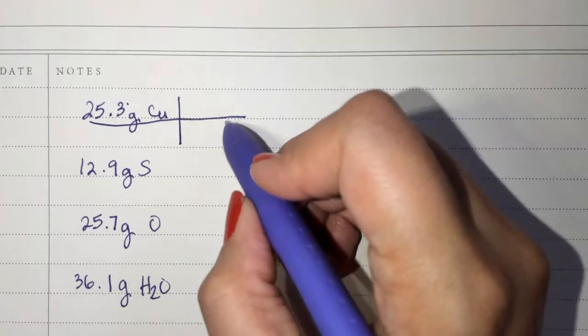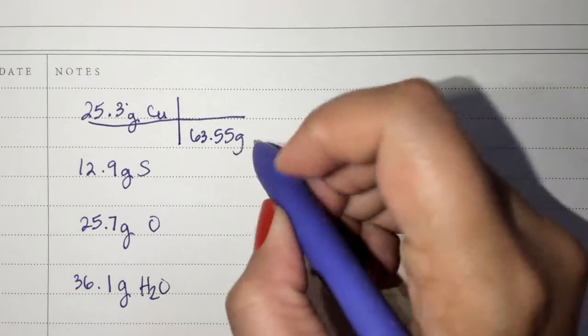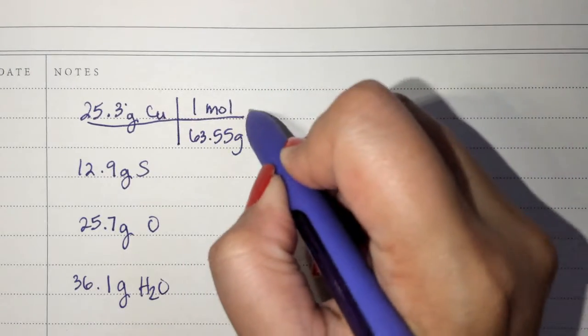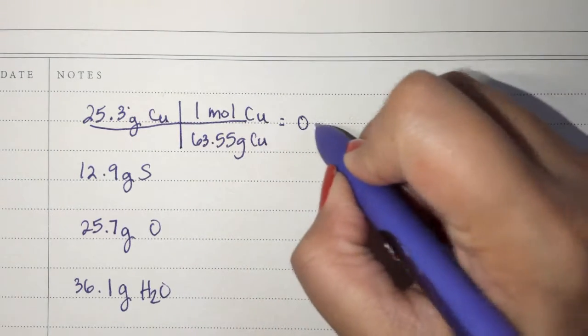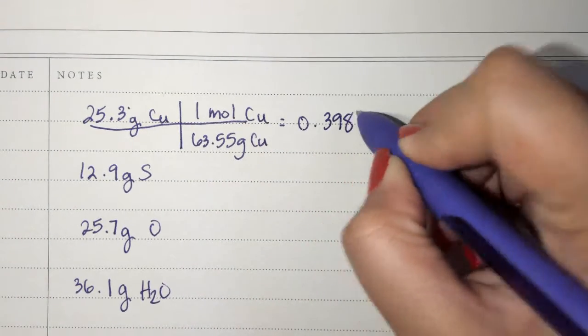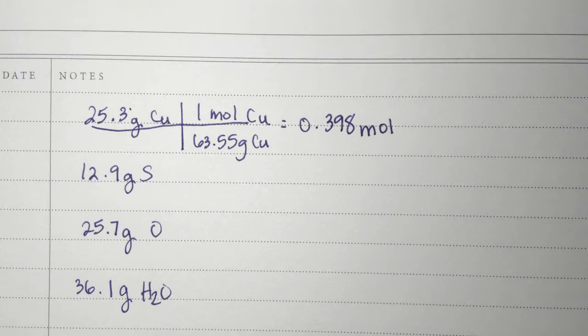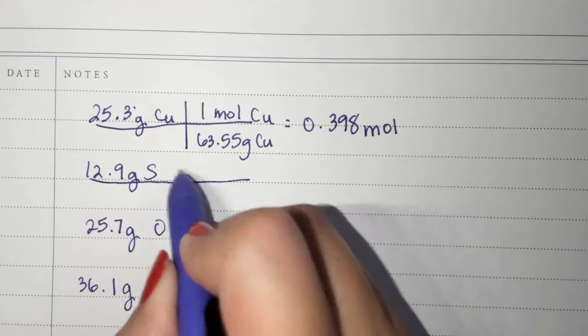We know copper has a 63.55 gram formula mass on the periodic table. And so then converting that to moles, we take 25.3 divided by 63.55, and we get 0.398. And remember to avoid rounding until the very end. You usually want 2 to 3 decimal places.